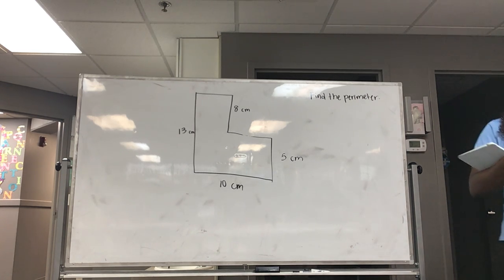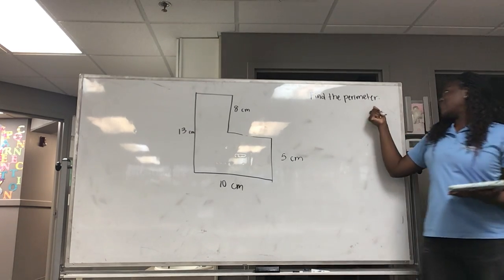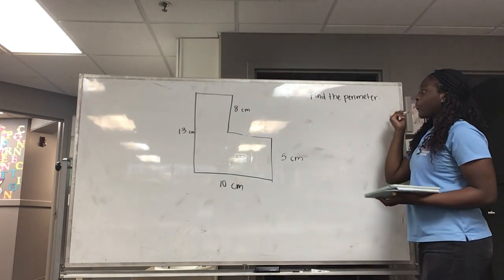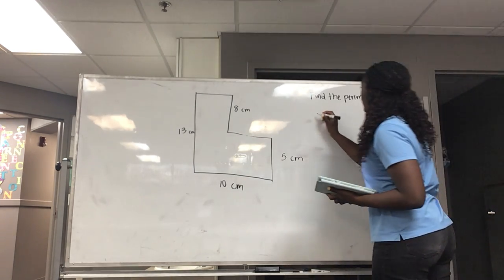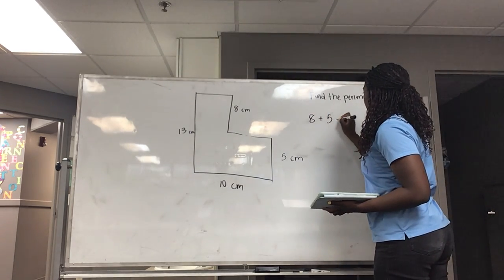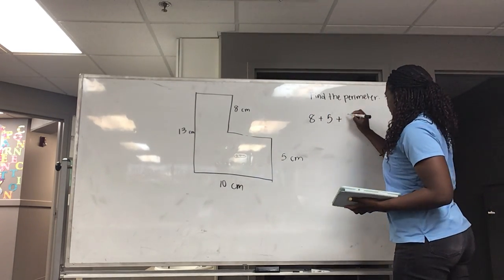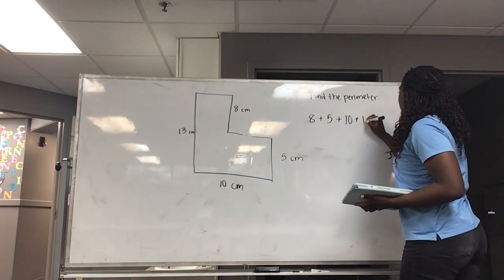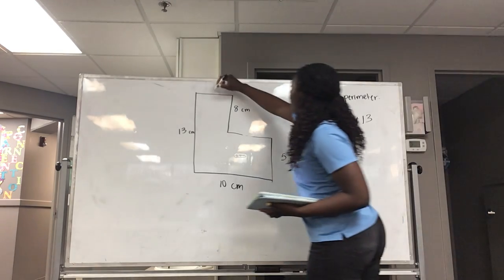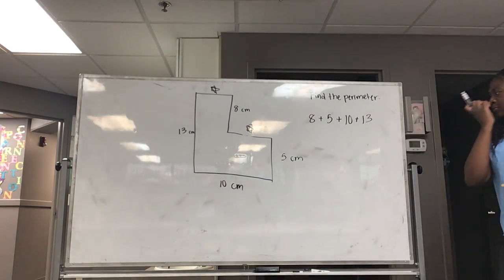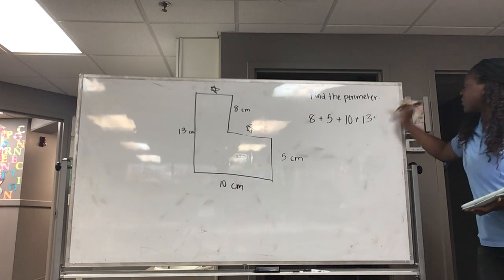Okay, let's start going over this one. So the perimeter means to add up all the side lengths together. So let's add up what we know. This side is 8. This one is 5. The bottom is 10. And then the left side is 13. We still don't know this side length here and that side length there. So we have to add these.